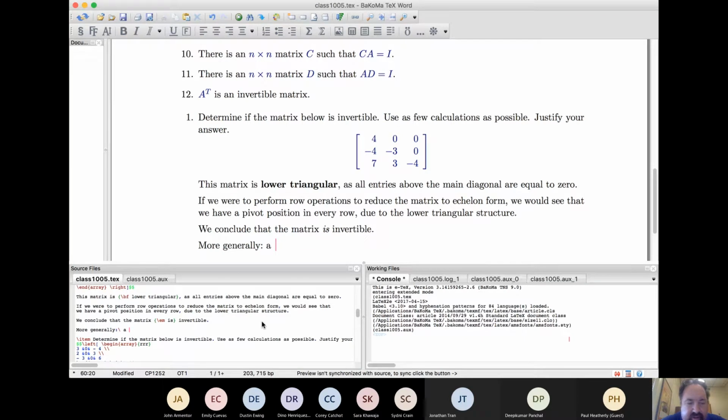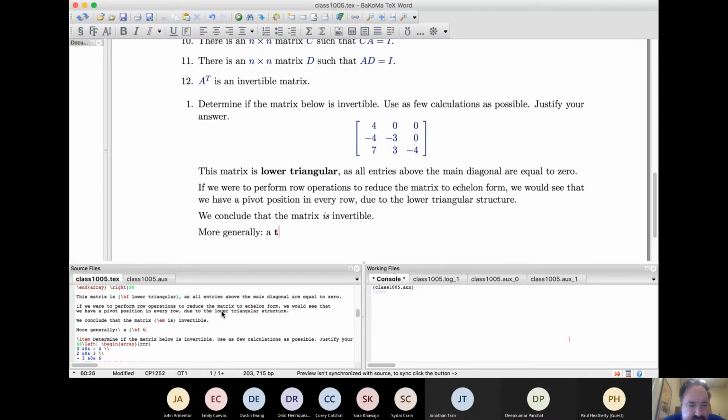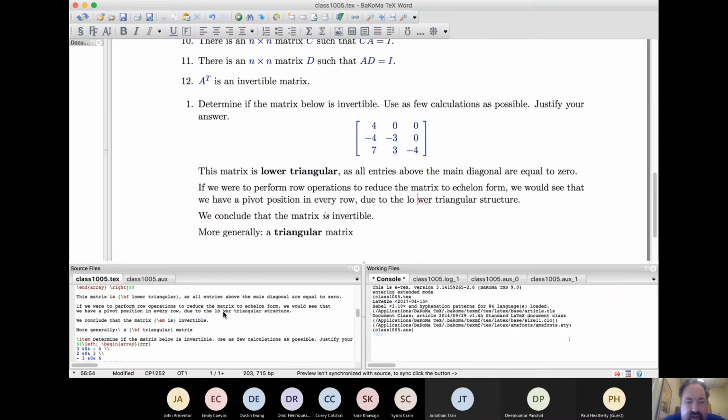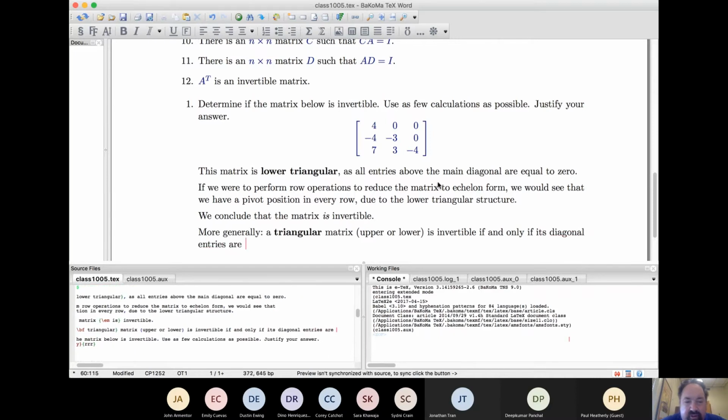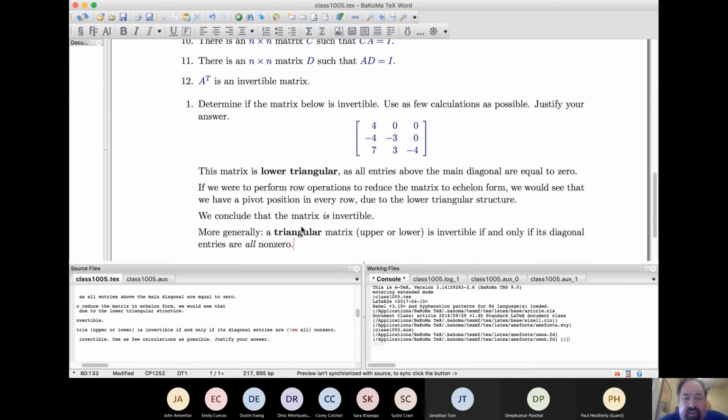A triangular matrix. Any kind of triangular matrix, upper or lower, is invertible if and only if its diagonal entries, so the entries here along the main diagonal, are all non-zero. In fact, I can say something more.